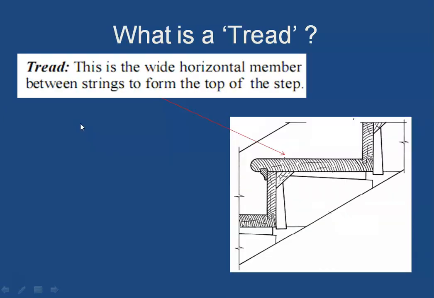Next is tread. So we have already seen what a tread is. The tread is the horizontal member of the step on which we put our foot. This is the wide horizontal member between the strings to form the top of the step.